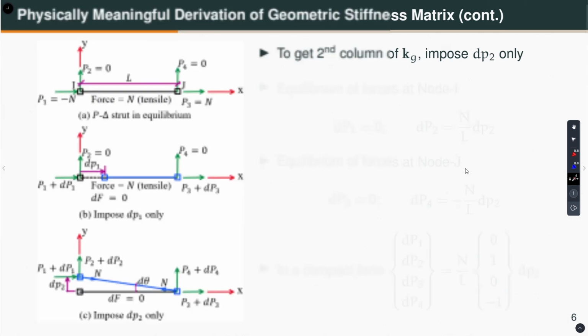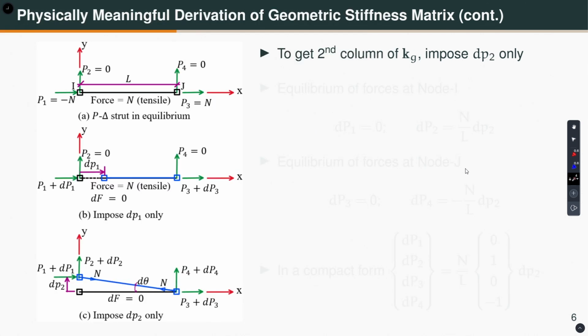Now, let us get the second column, which is interesting. To get the second column of Kg, I will impose dp2, which is what I am showing here.